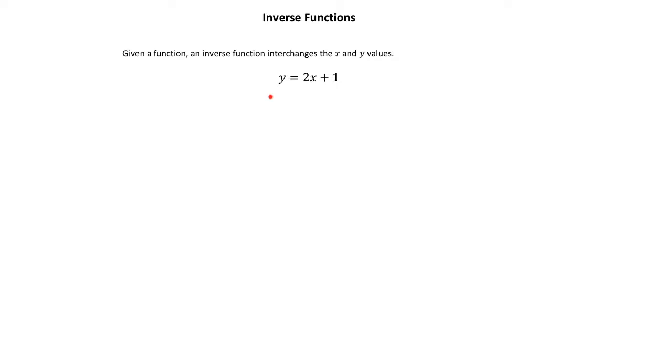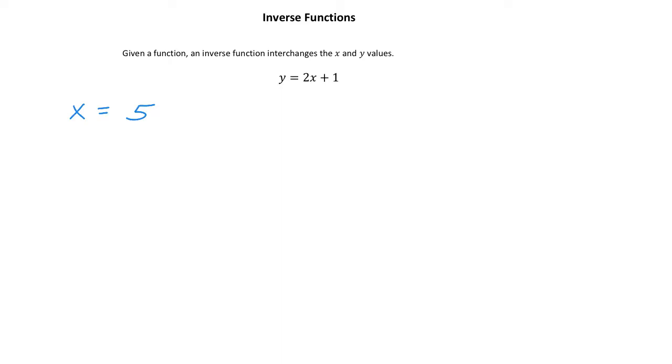Given a function like y equals 2x plus 1, an inverse interchanges the x and the y values. Let's explore what that means by looking at this given equation. So what I'm going to do is choose an x value. It could be anything, so I'm going to choose x is equal to 5.